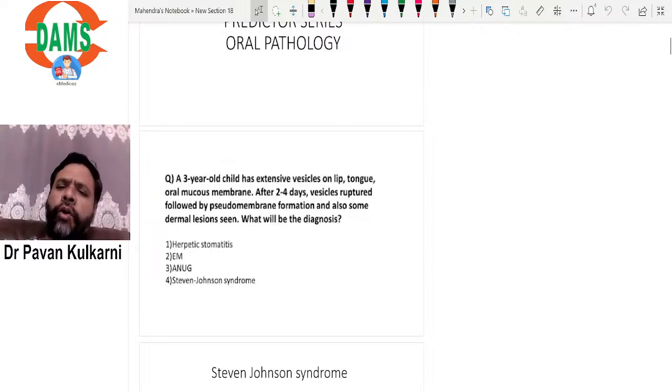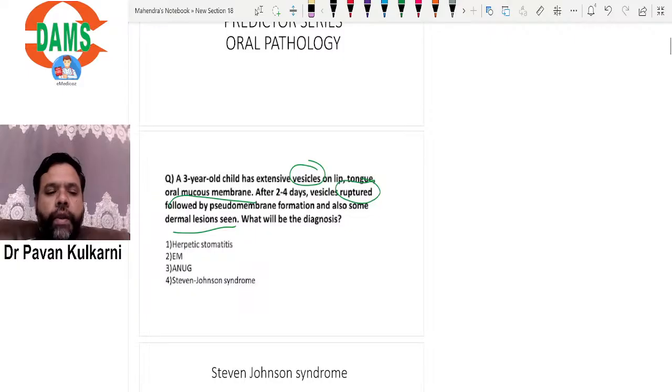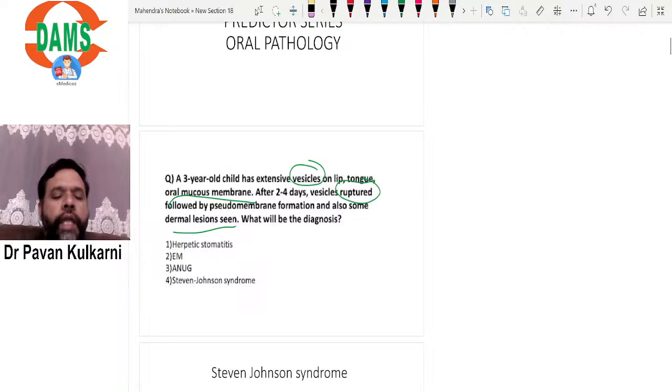Whenever we come across these terminologies, that vesicles are there and they have ruptured, and where are they present? These ruptured vesicles are all present in the oral mucous membrane and dermal lesions are there. So obviously it is a type of erythema multiforme. EM stands for erythema multiforme.